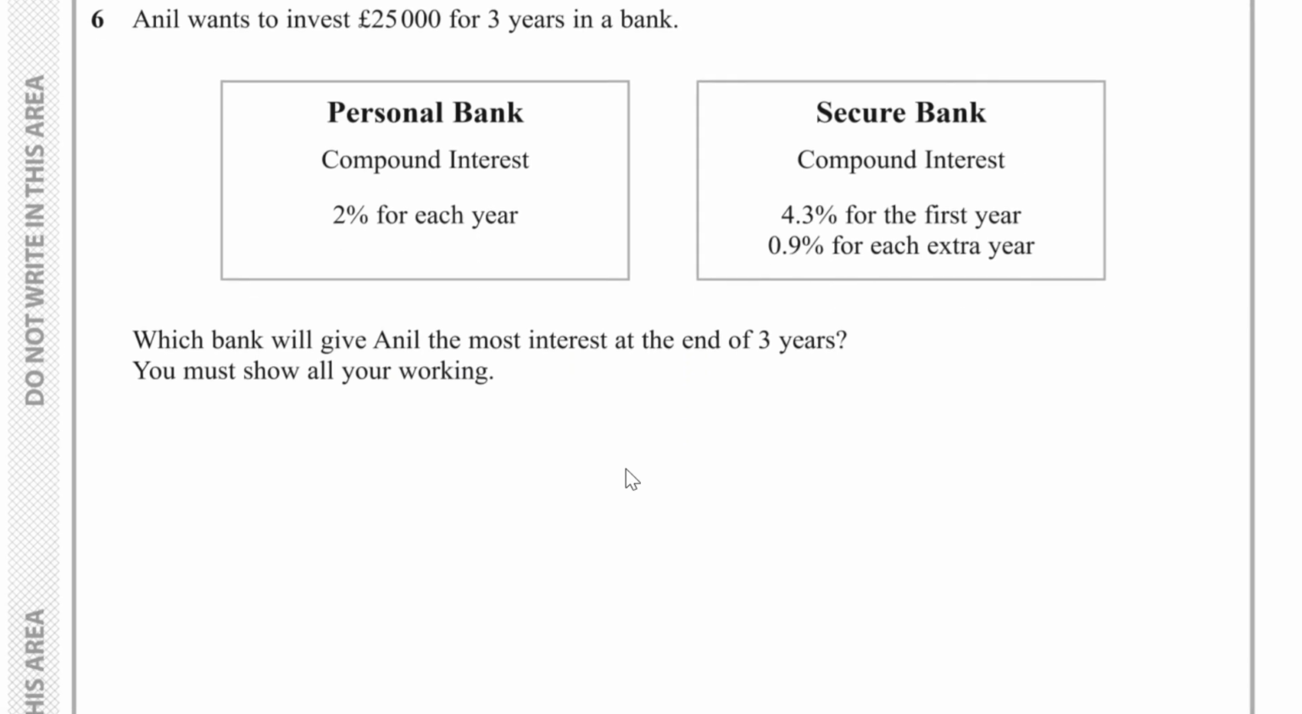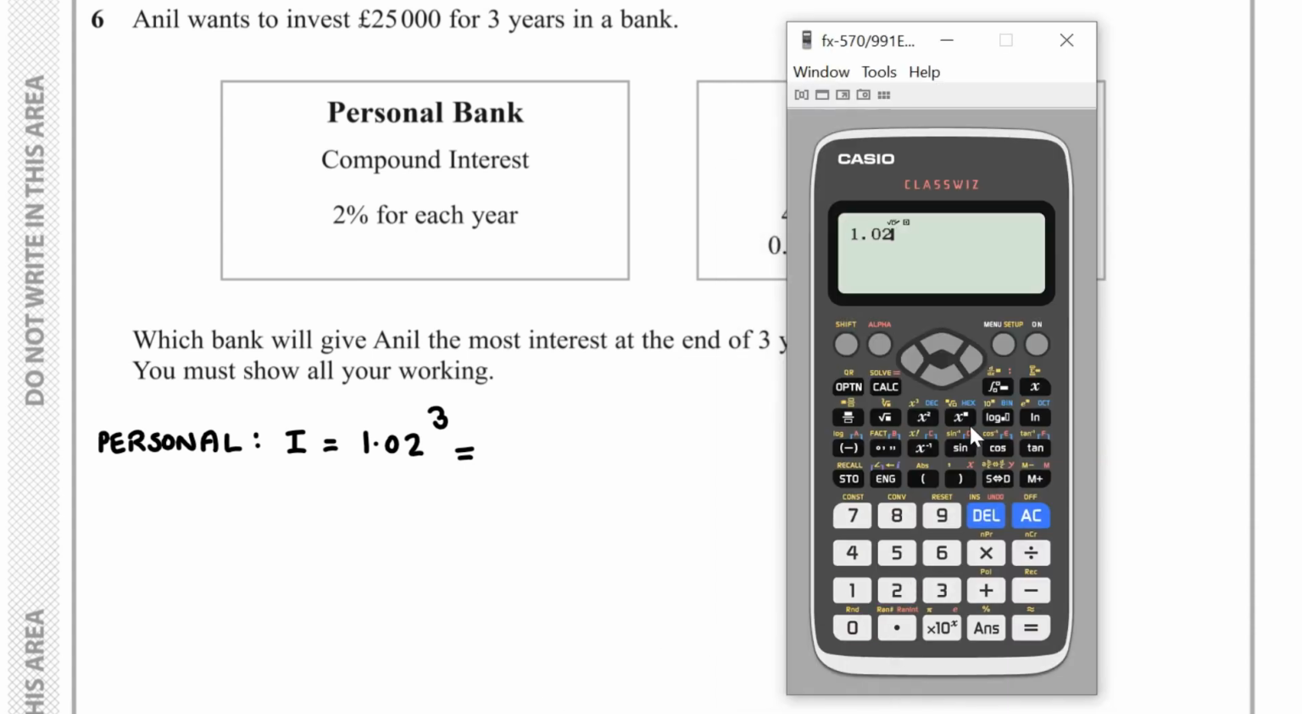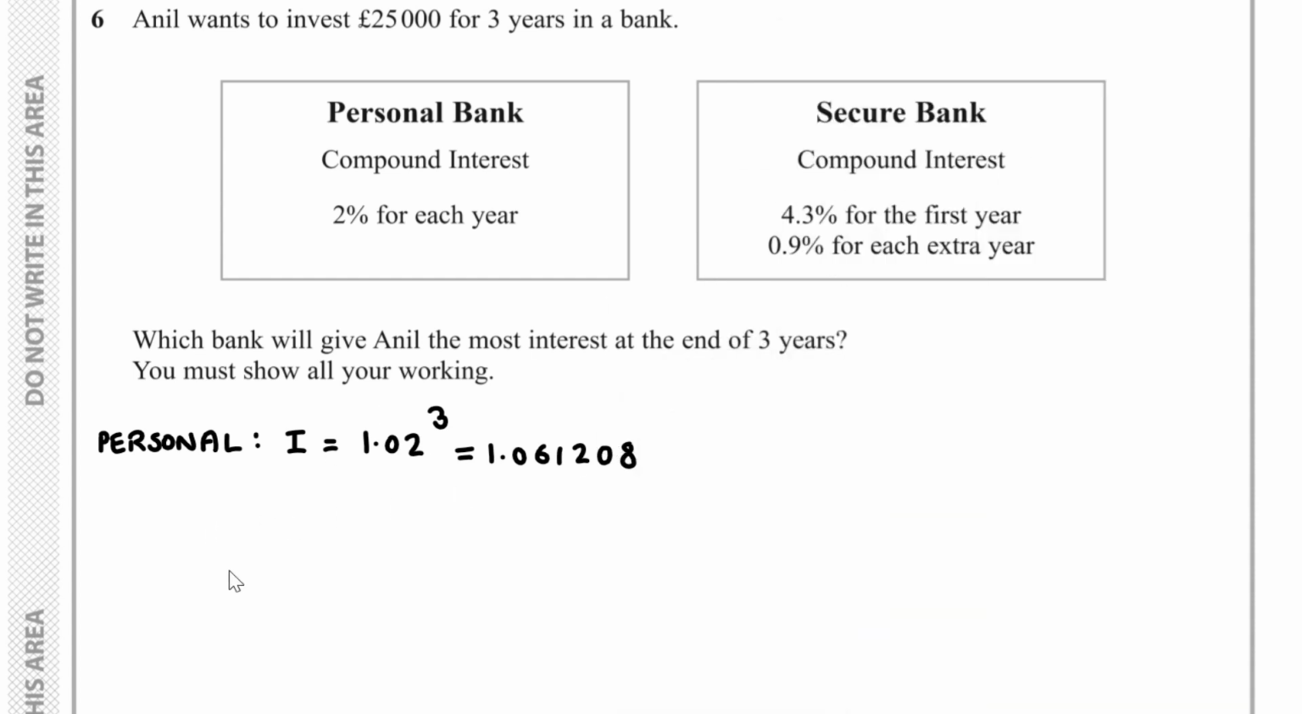So one way which we can approach this, well, if we take a look at personal bank, the interest, we'll call the interest I, is equal to, well, if we got 2% per year, that means the interest is 1.02 to the power of 3 because we're investing for 3 years. So if I work out the value of 1.02 to the power of 3, it turns out we get 1.061208.